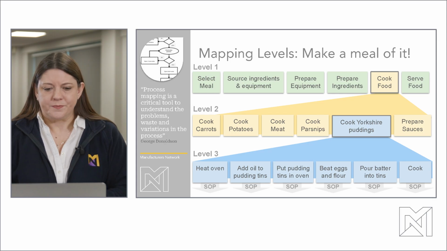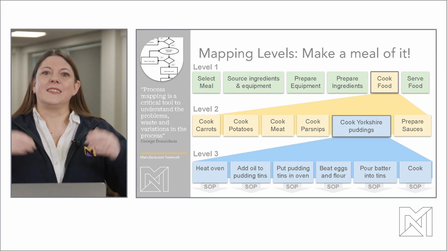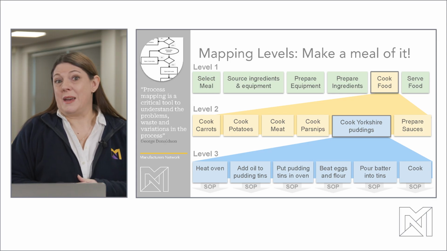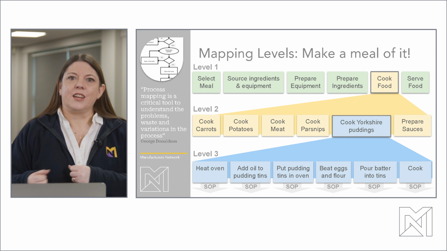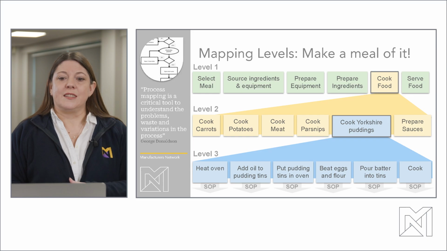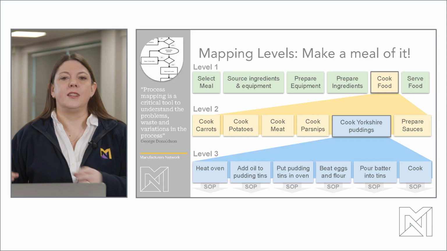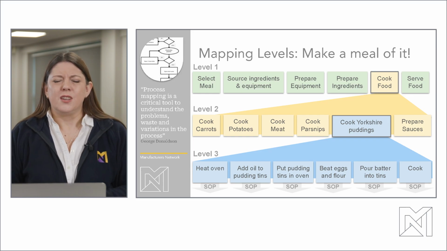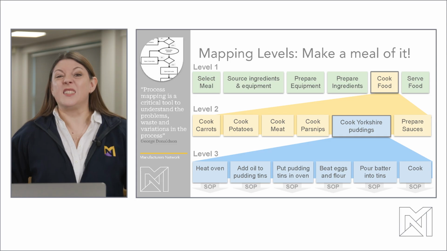So in this example, at level 1, at the highest level, we're choosing which meal to make. We're looking at getting the ingredients and the equipment together. We're preparing those ingredients and that equipment. We're going to cook the food and then we're going to serve the food. So at a really high level, that's the process end to end, right?